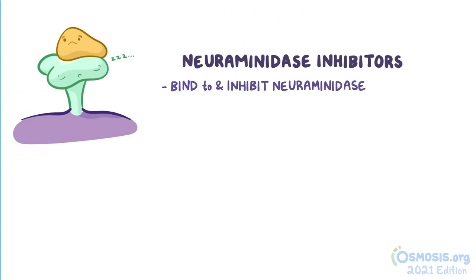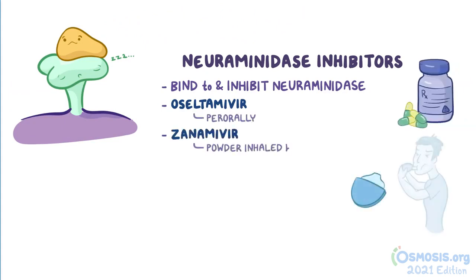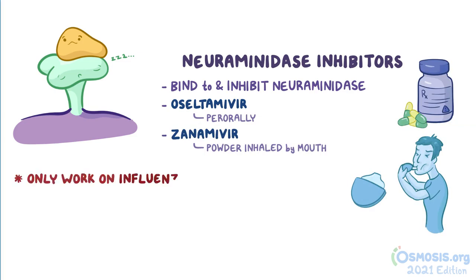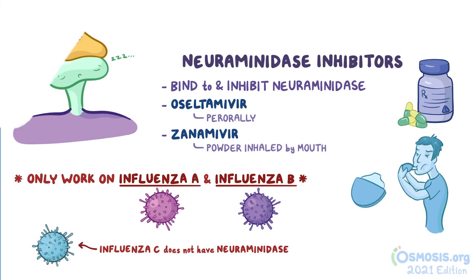Common medications in this class include oseltamivir, which is taken per orally as a pill, and zanamivir, which is taken as a powder inhaled by mouth. It's important to note that these medications only work on influenza A and influenza B, but not on influenza C, because influenza C doesn't have the enzyme neuraminidase. These medications can be used for both treatment and prophylaxis against influenza.